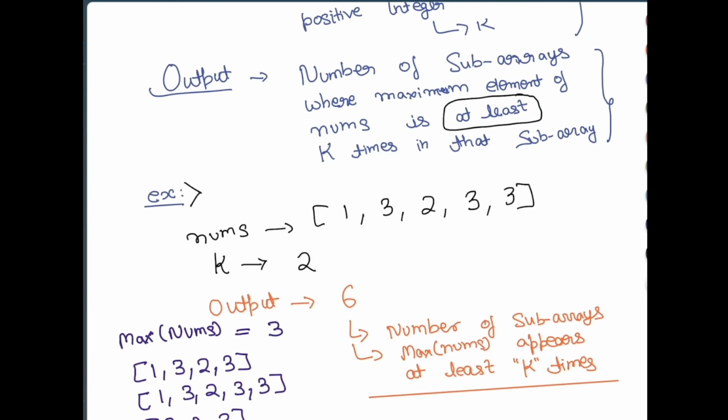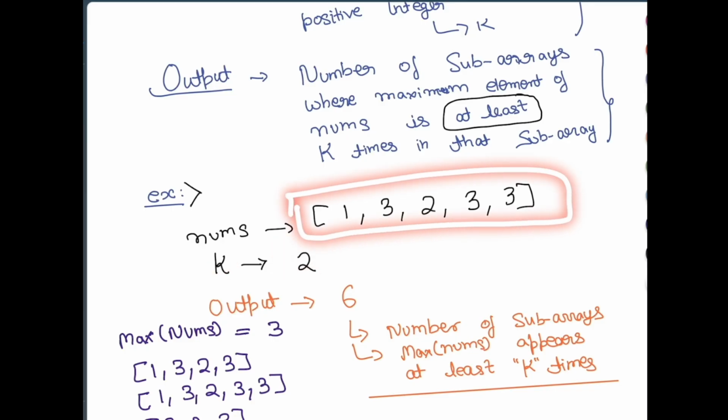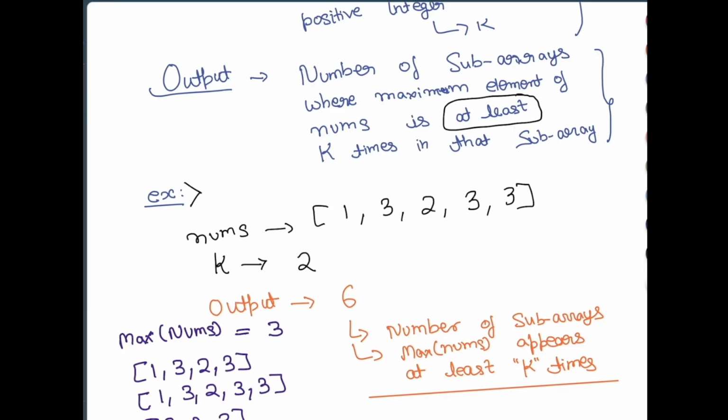You are just given two inputs, an array of positive integers nums and another positive integer k. You need to find out how many subarrays you have in this particular array such that the number of times the maximum element of your array nums appears in your subarray is at least k times. Now this might sound confusing, let me clear it.